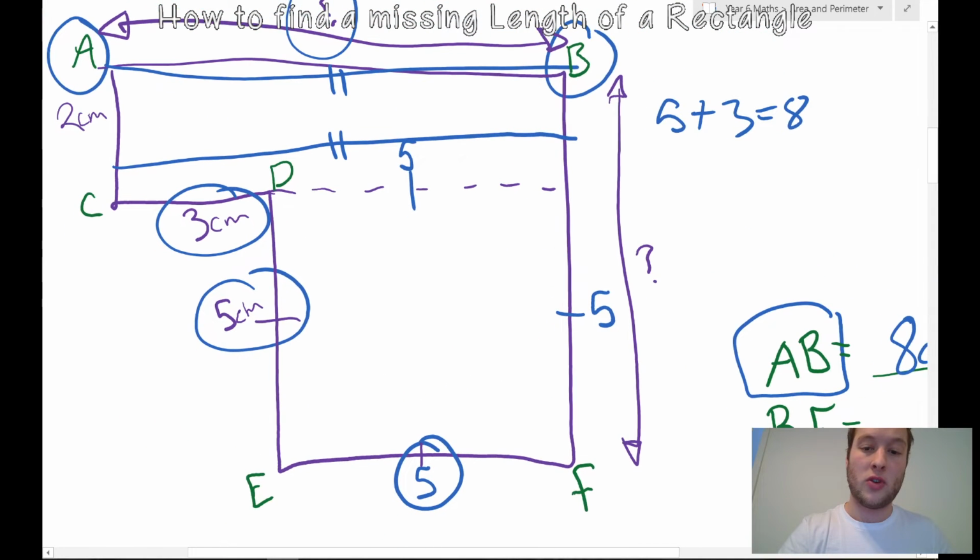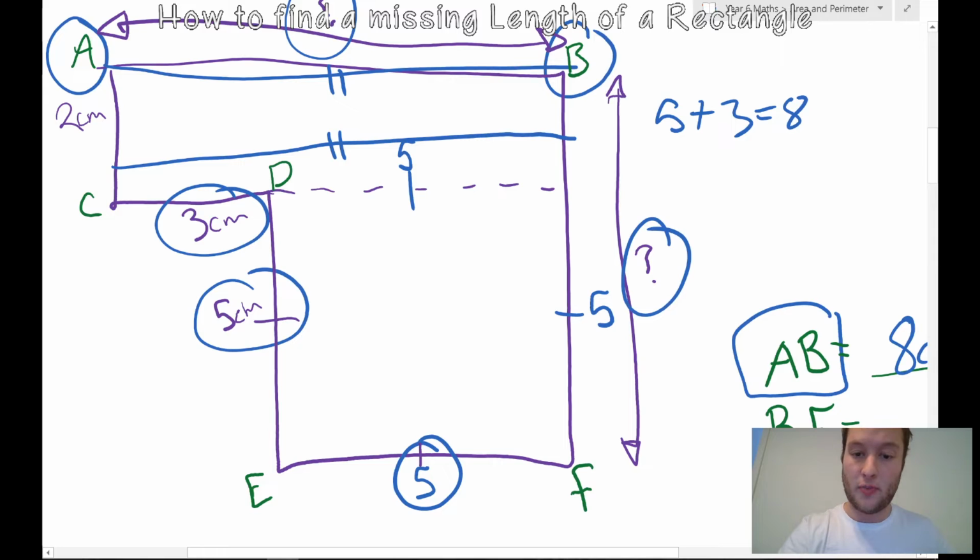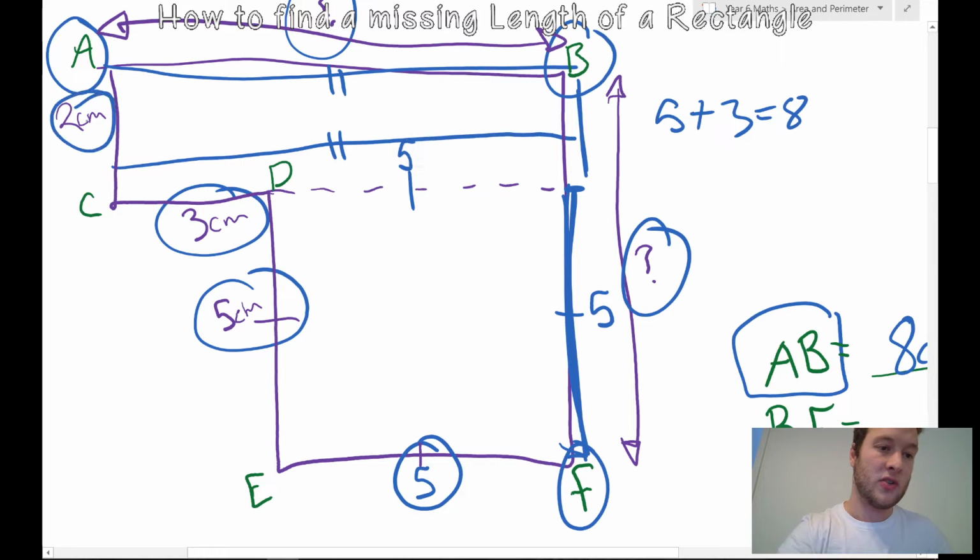If I wanted to know, well, what is this? So I'm going from B to F. Well, what do I have? So I know that from here to here is 5. So I just need to find out this little mini bit here, and it says it right here. I've got 2. So if I wanted to, I could put a 3 dot here.